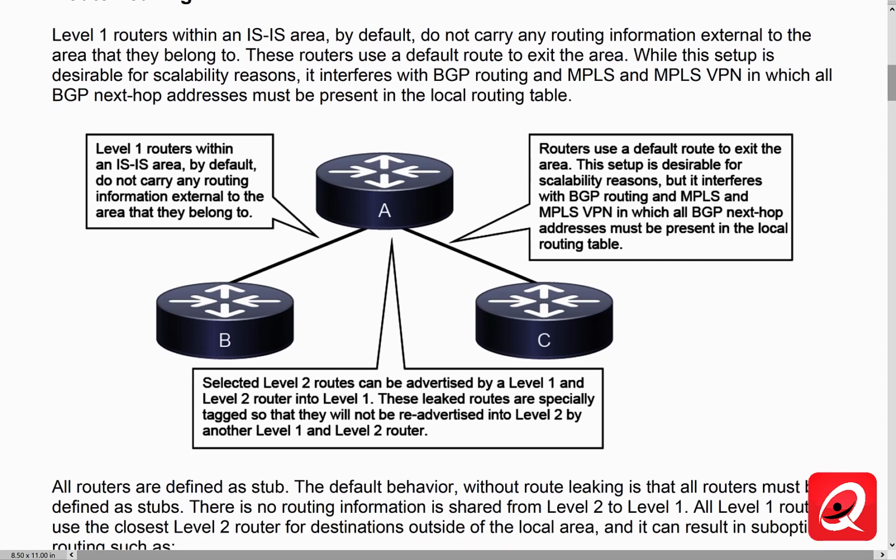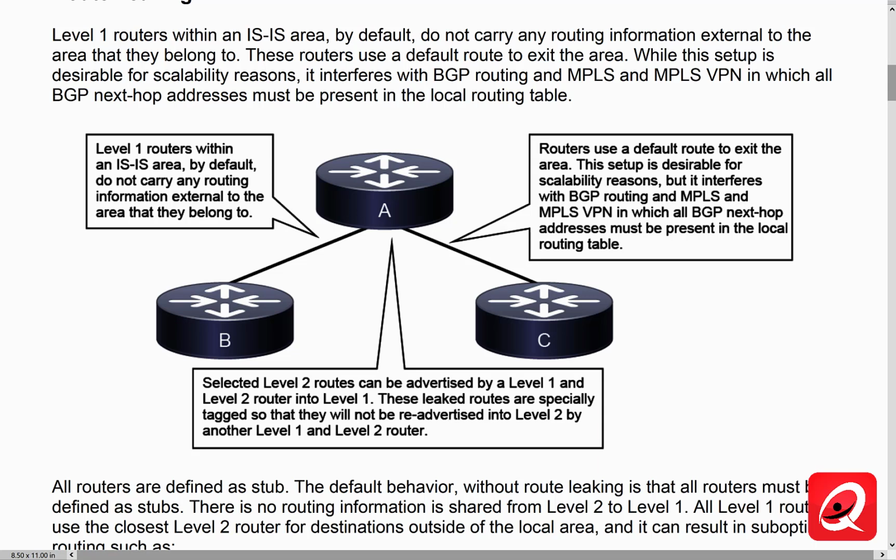Level 1 routers within the area by default don't carry any information about external routes. These routers are going to use a default route to get out of the area. But in some cases, you may want to leak out routes from an external area into an internal area. And we can also integrate ISIS with other routing protocols like BGP, multi-protocol BGP. We can set up MPLS VPNs and so on. But there is somewhat of a limitation as to how those level 1 routers perform reachability to those external destinations.